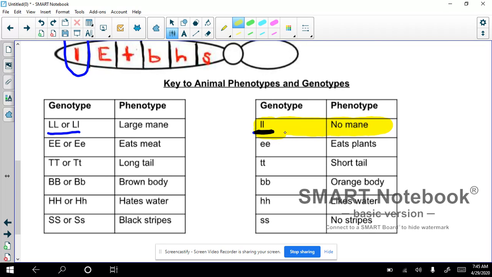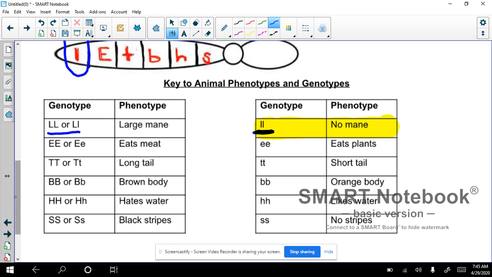So what this is telling me about my animal is that its genotype is little l, and its phenotype, physically what it looks like, is that it has no mane. Remember, a mane is like what male lions have, that big area of fur all around their head. So this animal does not have a mane. I'm going to go through and do all of that highlighting for the rest of my traits.